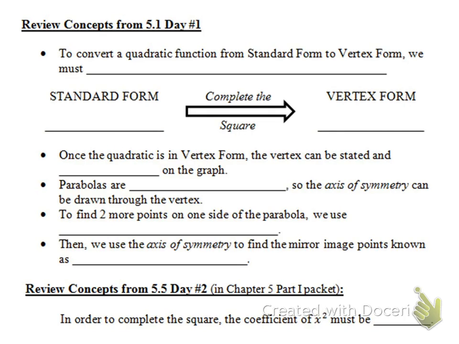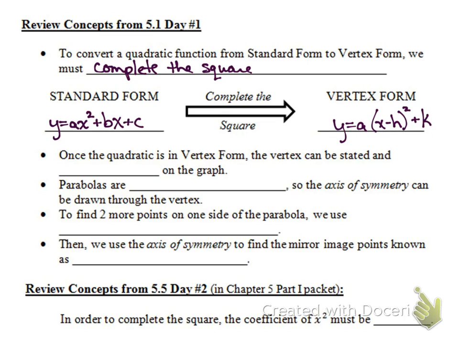So first off, to convert a quadratic equation or function from standard form to vertex form, we've got to complete the square. So standard form, we're going to complete the square so that way it gets into vertex form, so that way we can immediately tell where the vertex is. Vertex is H, so it switches the sign, comma K. So once it's in vertex form, we can immediately plot the vertex on the graph.